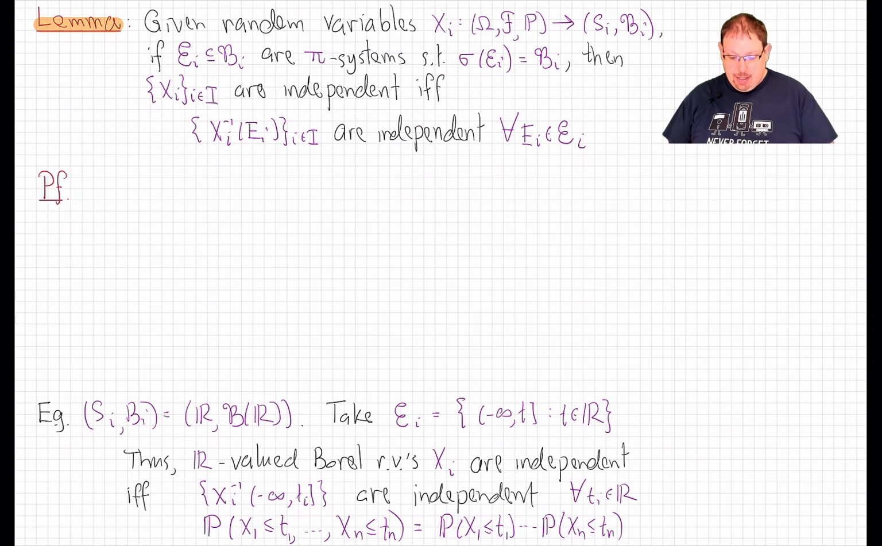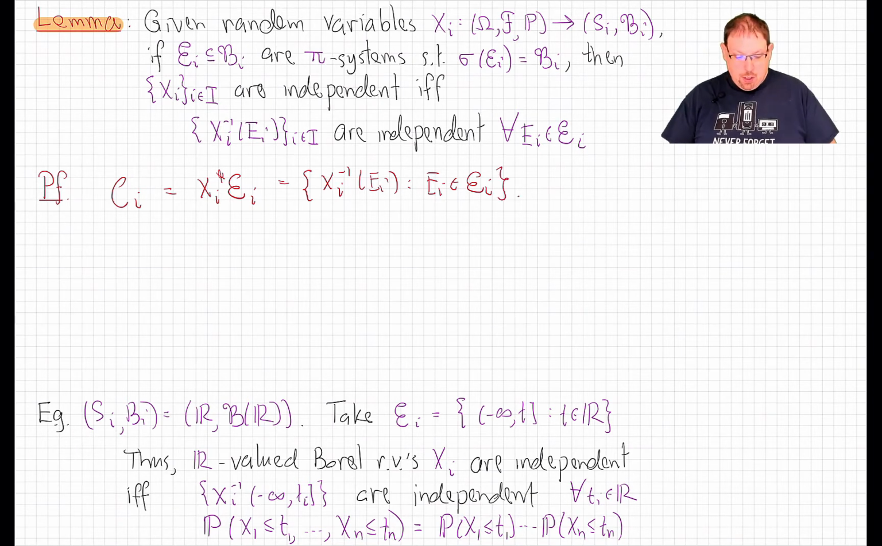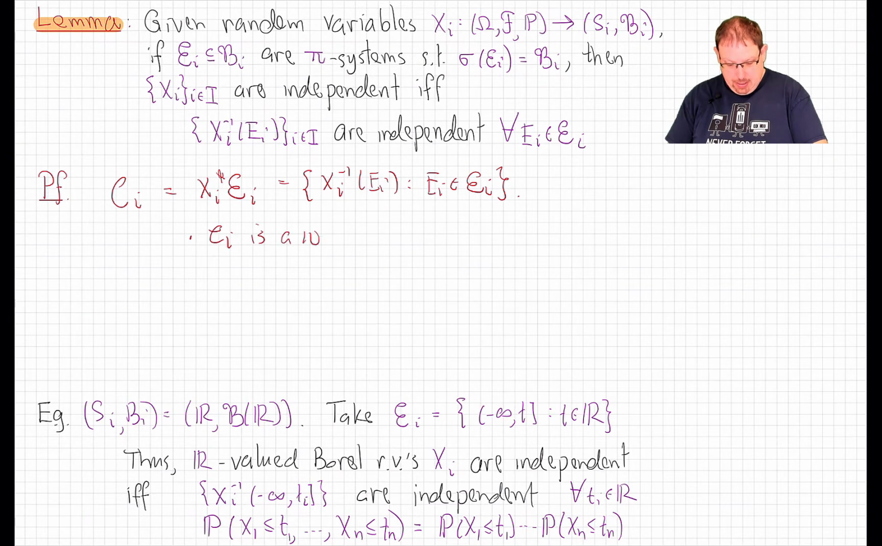We'll look at that in a second, but let's prove this result first. So let's define Ci to be the pullback of script Ei by Xi. In other words, it's the set of all things of the form Xi preimage on Ei, where Ei ranges through the class script Ei. We're going to show that those Ci's are pi systems that generate the appropriate domain sigma fields. So Ci is a pi system.